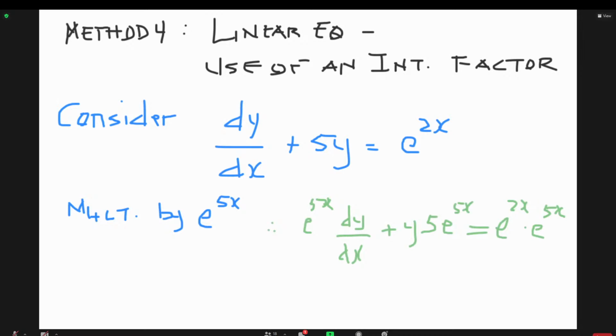If we look at the left-hand side, which is this here, you may not realize it, but this is what will have happened. It is d/dx of y e to the 5x, all right, from our differentiation days, is equal to e to the 2x.